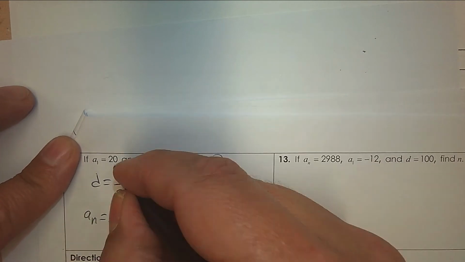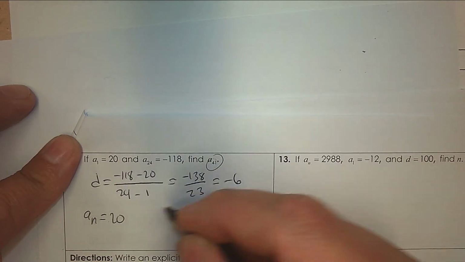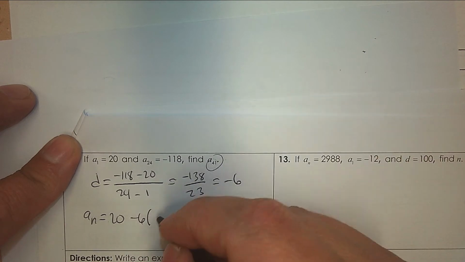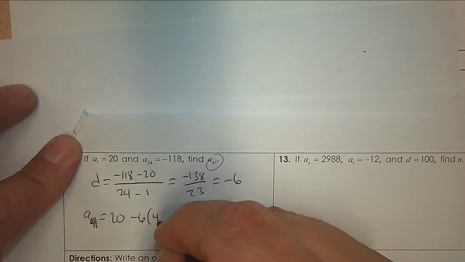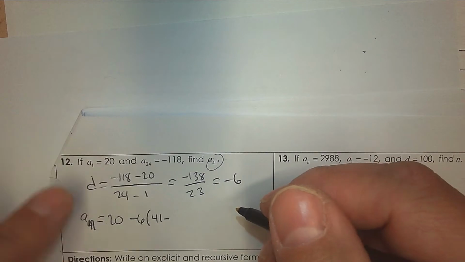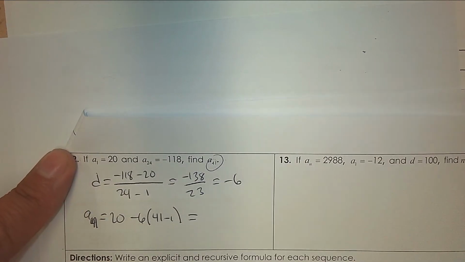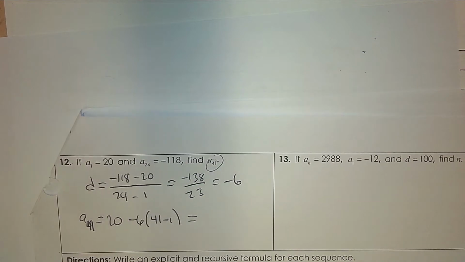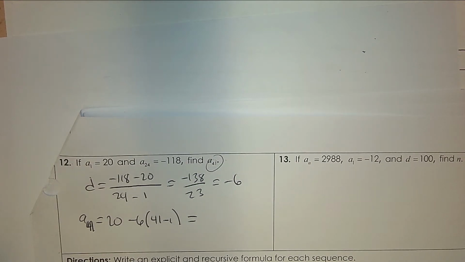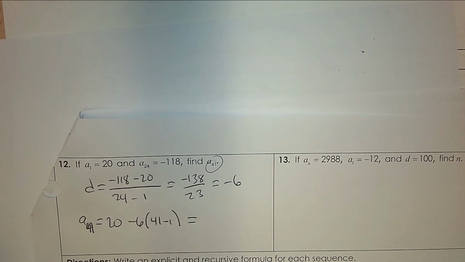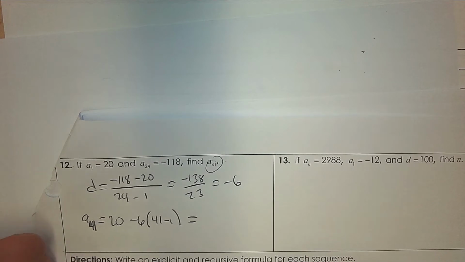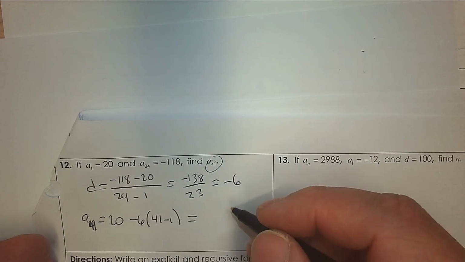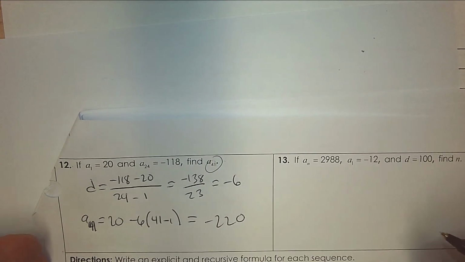So we have the first term, so it's 20, and it's negative 6. And then to find the 41st term, we just go 41 minus 1. And then do the math. So it's negative 220. The answer key actually has it wrong, whoever did the answer key.